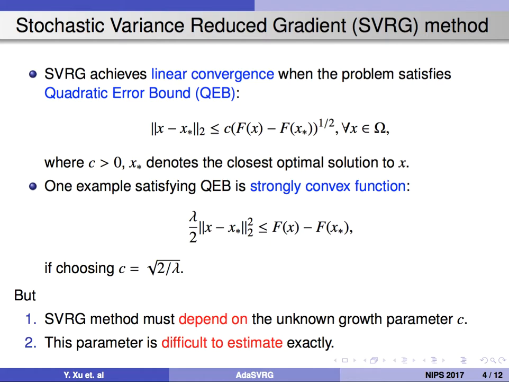On the theoretical side, it can achieve linear convergence when the problem satisfies the quadratic error bound. Here I want to mention that one example satisfying the quadratic error bound is a strongly convex function. But SVRG must depend on the unknown parameter C, and this parameter is difficult to estimate.